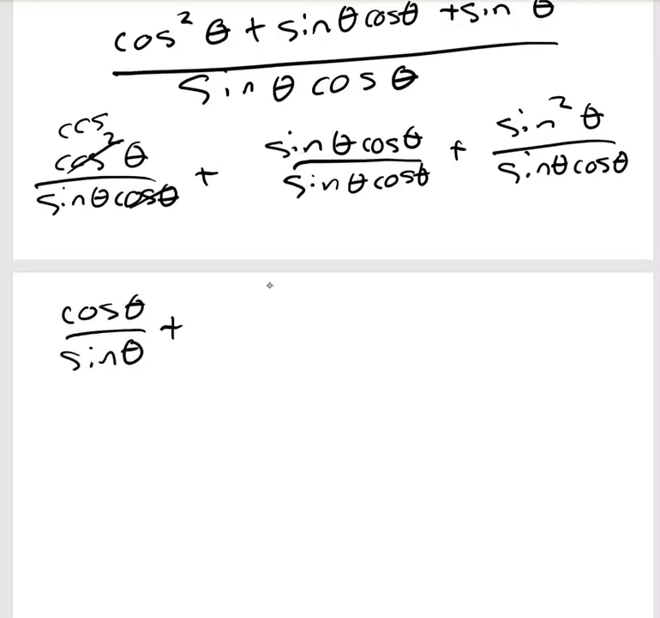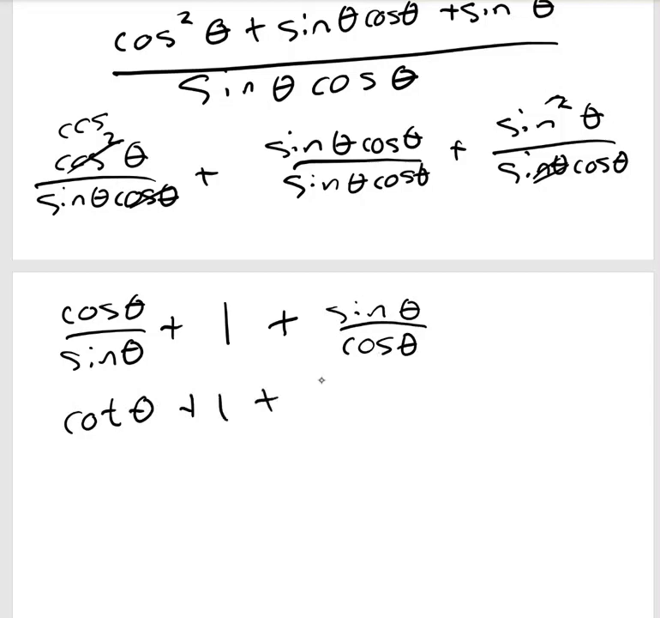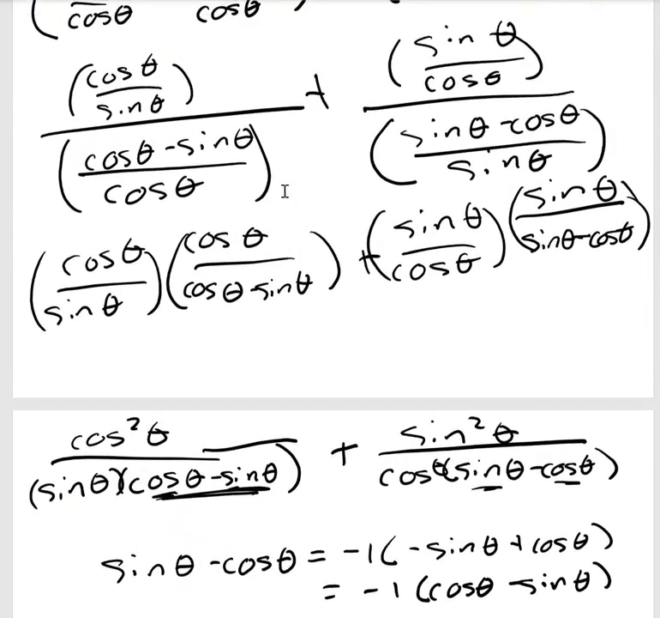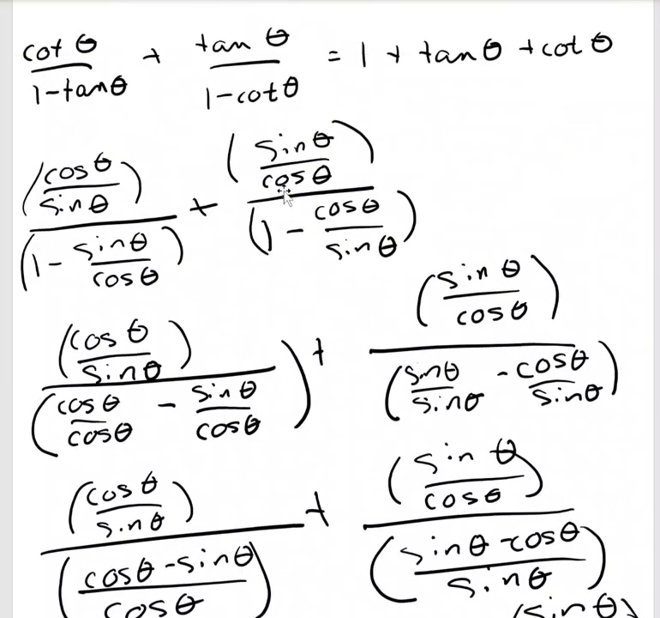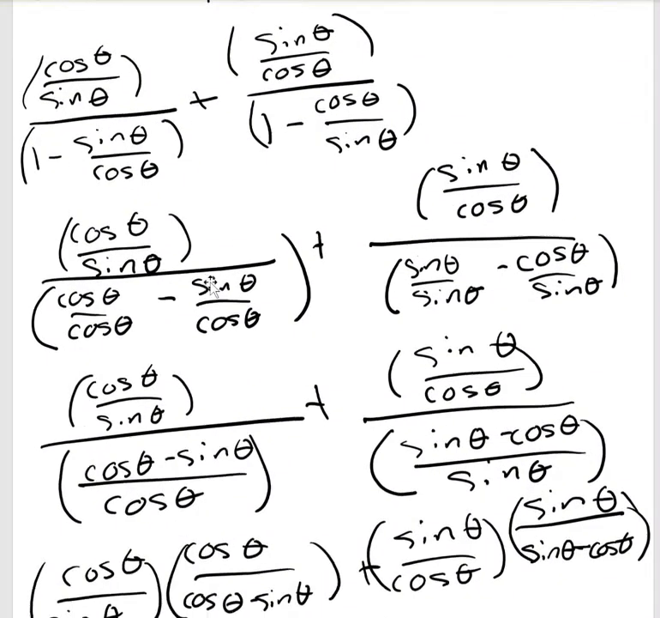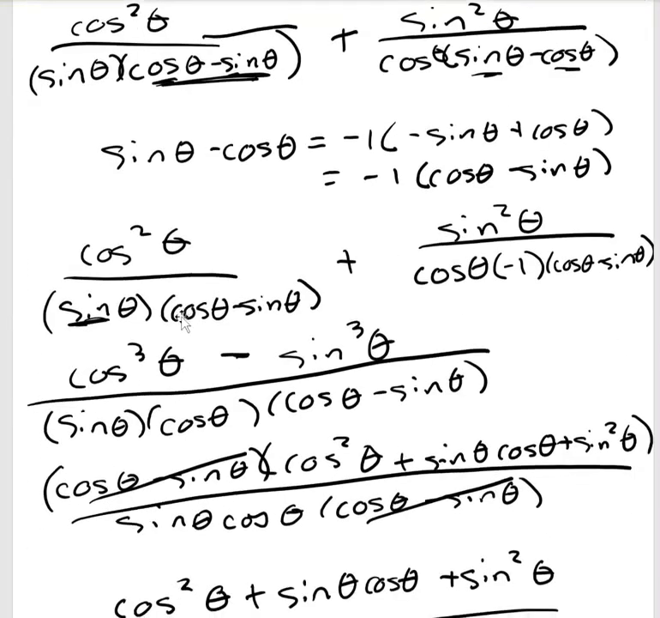This sine cosine over sine cosine is 1. One of the sines cancels in the last term. So I have sine theta over cosine theta. So cosine over sine, that's cotangent of theta. Plus 1. Sine over cosine is tangent of theta. You go all the way back to what we were supposed to be doing. We were finding that this was 1 plus tangent plus cotangent, which is exactly what we did.